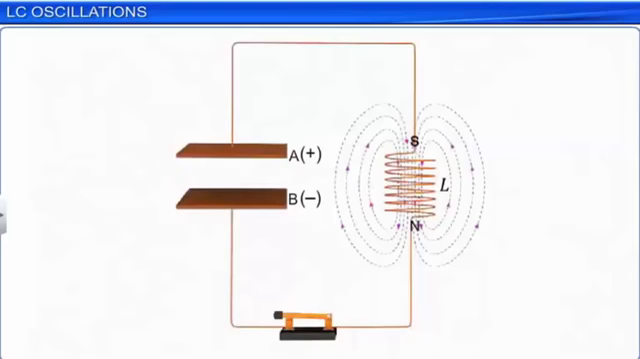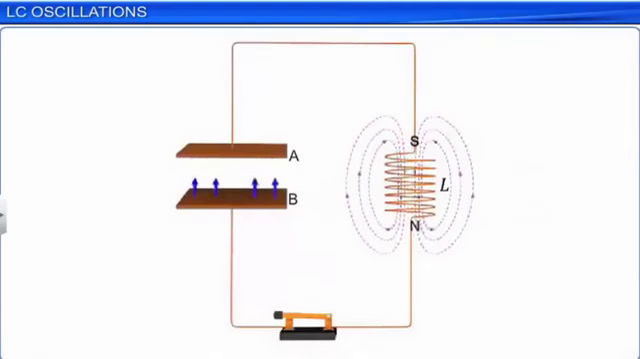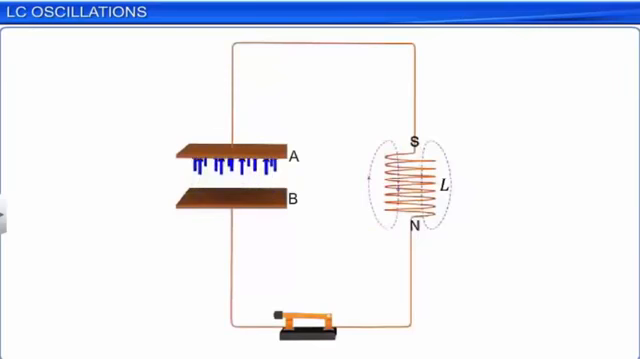Now, the magnetic field around the inductor starts decreasing, and this induces a current from B to A in the circuit according to Lenz's law. This induced current in the circuit, which is from plate B to plate A, charges the capacitor in the opposite sense, with plate B now positive and plate A negative. This induced current exists as long as the magnetic field exists around the inductor. By the time the magnetic field reduces to zero, the capacitor becomes fully charged.